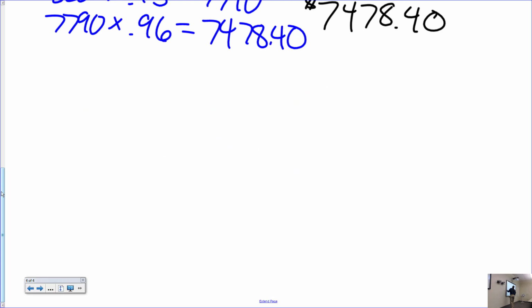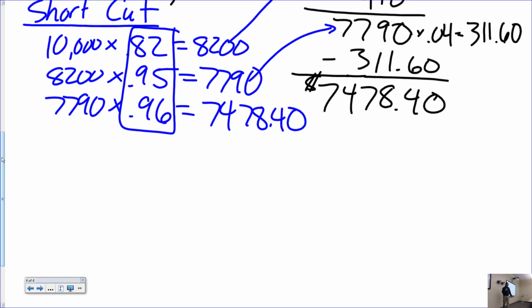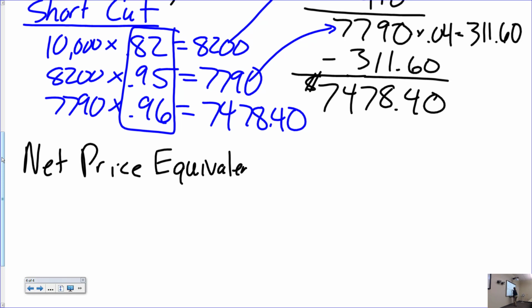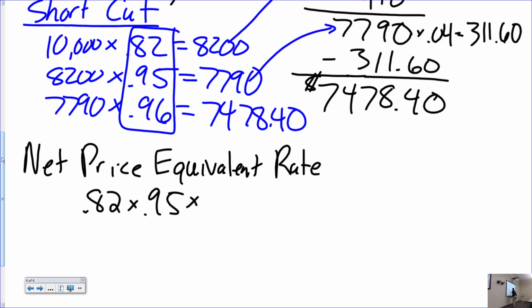So, anyways, the cool part about it, folks, is that these complements have a special name. It's called the net price equivalent rate. So the net price equivalent rate of any chain discount is just the product of all of the chain discounts' complements, right? So 0.82 times 0.95 times 0.96 is this invoice's net price equivalent rate.